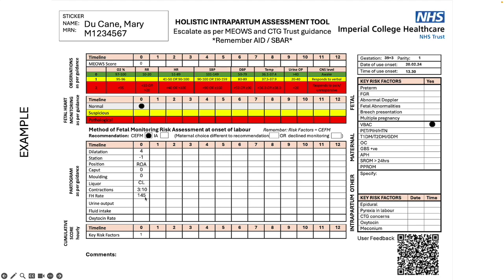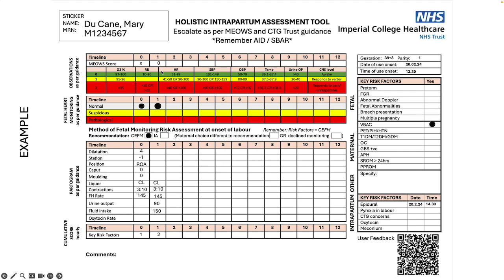So we get our anaesthetic colleagues to come and site the epidural. So she has the epidural at 2:30, and then that increases her risk factors to 2. So at 1 hour since she arrived at 1:30, at 2:30, she now has 2 risk factors, and we input that down here.